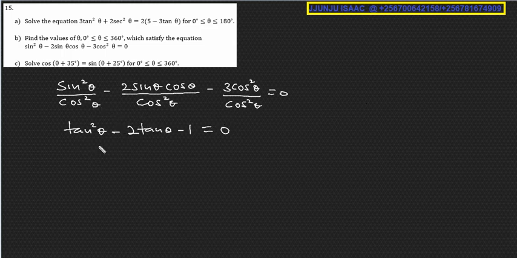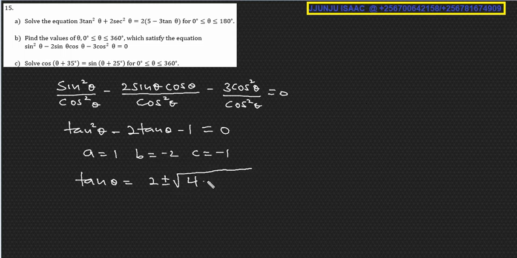So for this quadratic equation, our A is 1, our B is -2, and our C is -1. So tan theta will be equal to -b, which is 2, plus or minus the square root of b squared, which is 4, minus 4 times A times C, then over 2 times A, which is 2. So tan theta will be equal to 2 plus or minus.